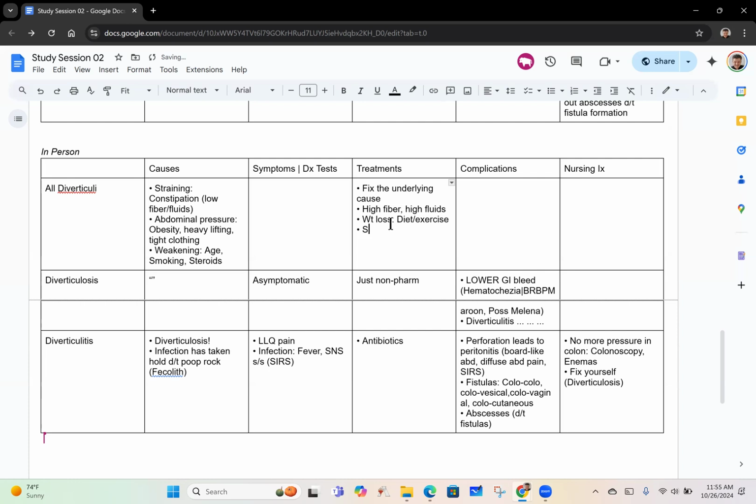You can stop smoking. I mean, that's kind of weight loss, diet, exercise. You could do surgery. Yeah, stop heavy lifting. Stop corsets, etc. So complications are just see below. Nurse interventions is non-pharm. Nothing specific you're going to do. It's kind of over here. Let's put it under non-pharm.